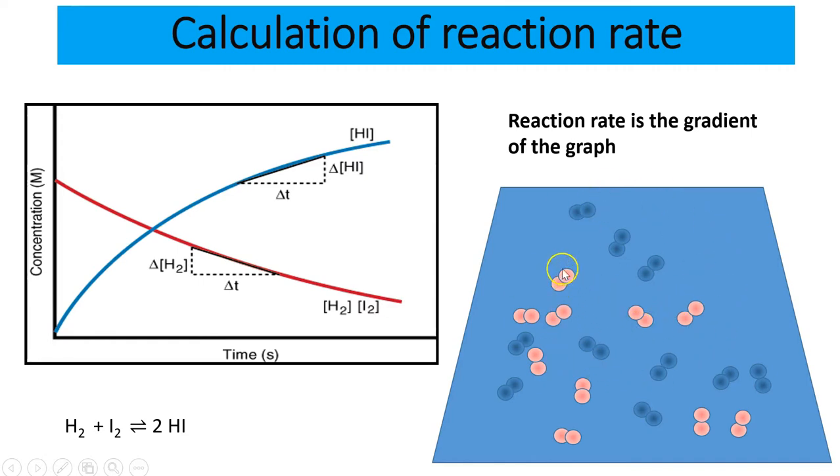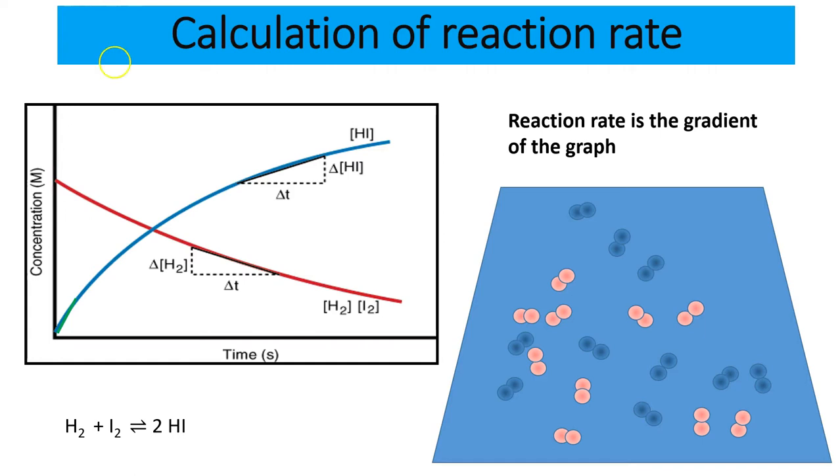Let's pretend the pinkish balls are hydrogen, and the bluish ones are iodine. Now you can see in my container, right at the beginning, there was no hydrogen iodide. So there's no mixture of pink and blue balls. Right at the beginning, my concentration of HI is 0, and my concentration of hydrogen and iodine is very, very high.